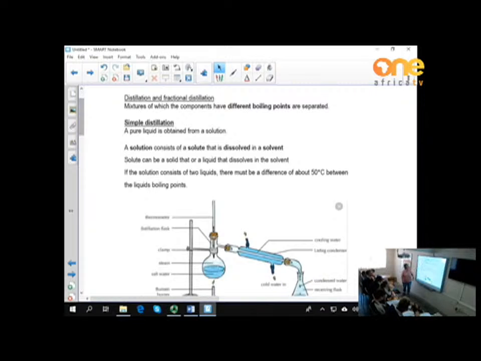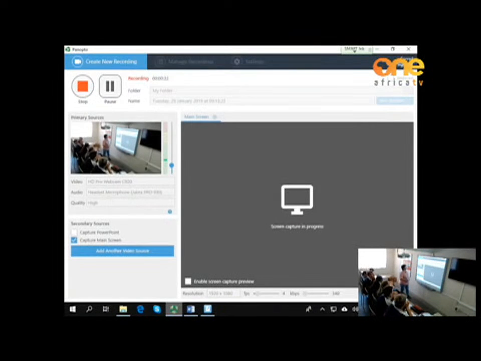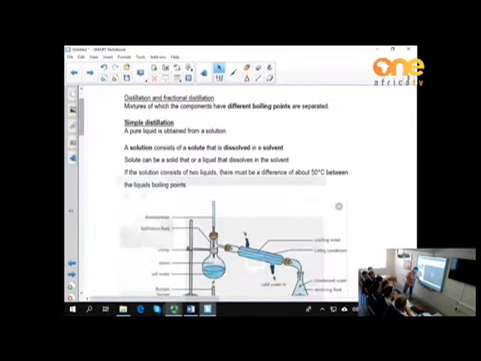Looking at distillation and fractional distillation. We use distillation or fractional distillation to separate substances that have different boiling points. For example, we looked at crystallization yesterday, where we had a mixture of salt, say for argument's sake, dissolved in water. Then you can evaporate off the water and you are left with table salt.